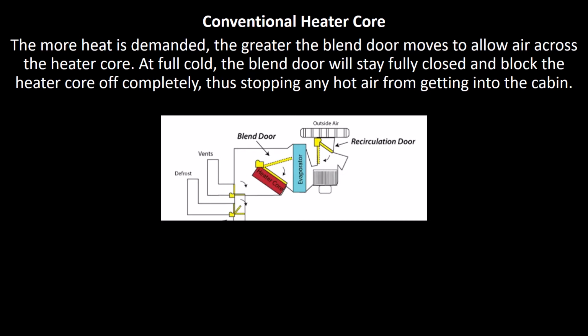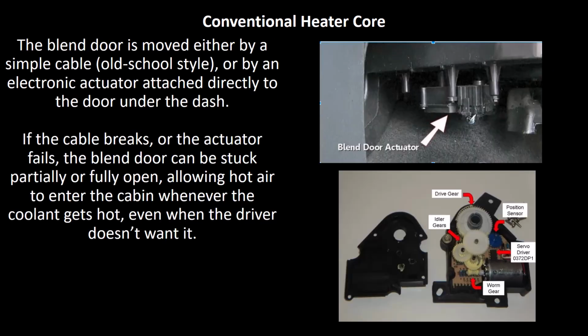At full cold, the blend door will stay fully closed and block the heater core off completely, thus stopping any hot air from getting into the cabin. The blend door is moved either by a simple cable, kind of old school style, or by an electronic actuator attached directly to the door under the dash. If the cable breaks or the actuator fails, the blend door can be stuck partially or fully open, allowing hot air to enter the cabin whenever the coolant gets hot, even when the driver doesn't want it to.